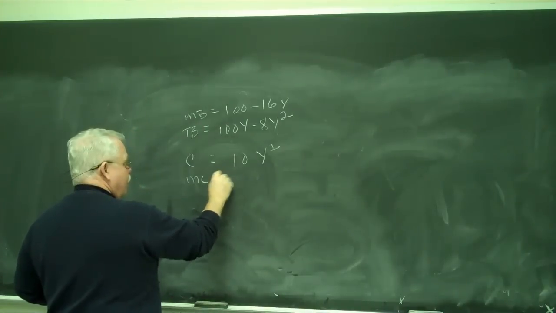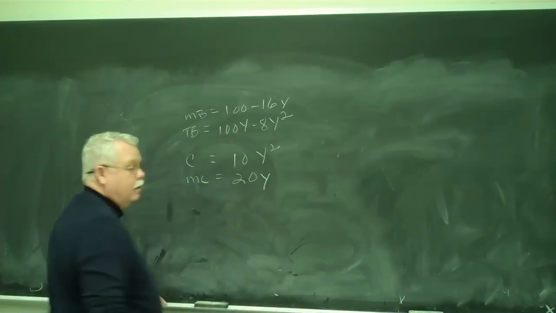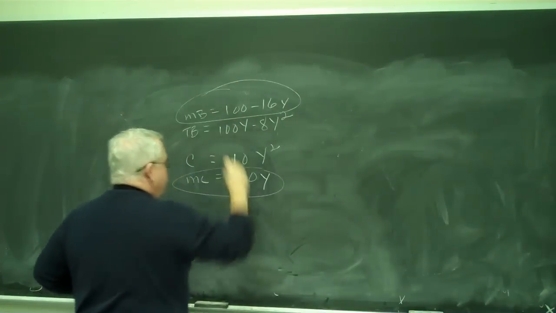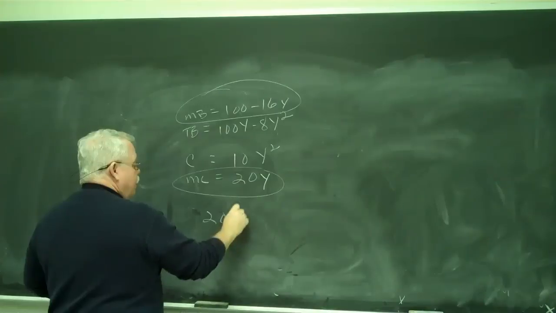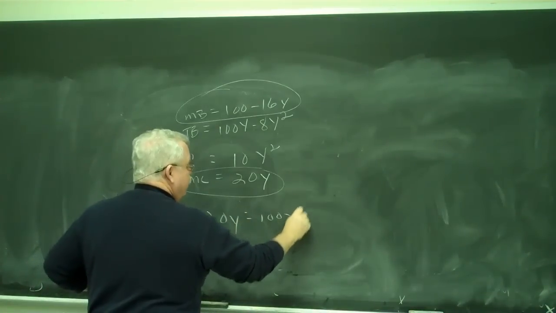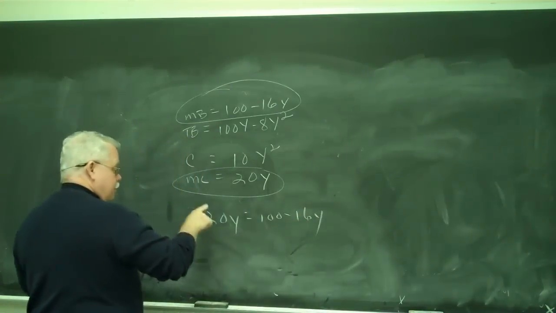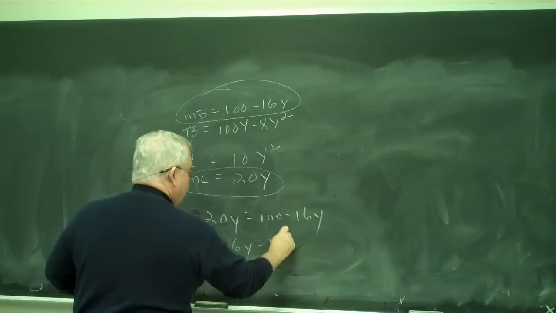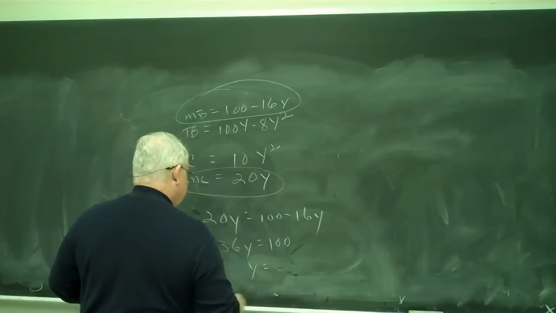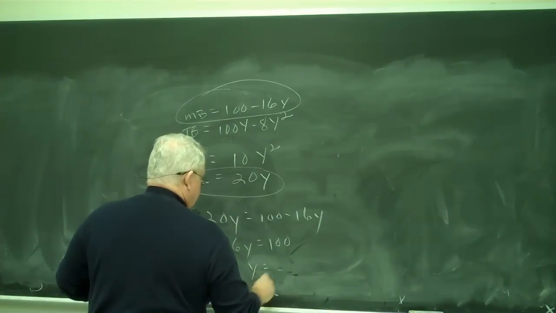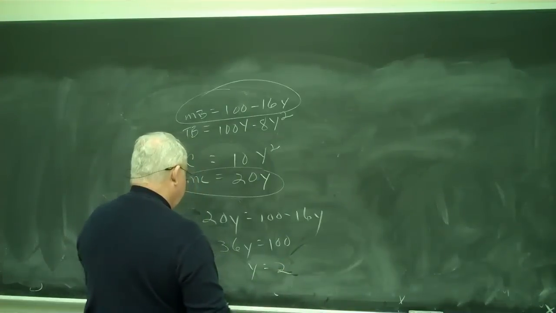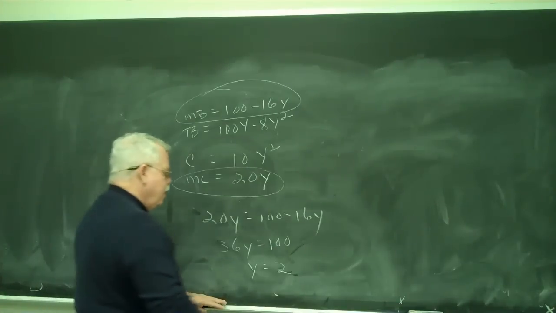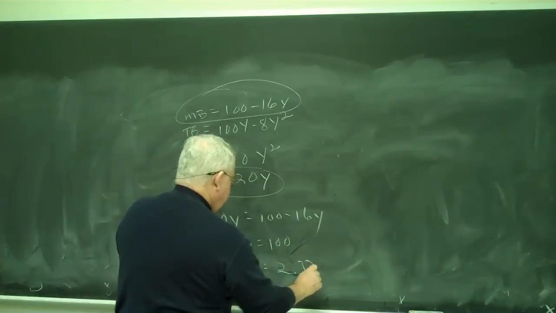So I got marginal cost, 20y. I got marginal benefit, 100 minus 16y. I set them equal. 20y equals 100 minus 16y. Moving that over, I'm going to get 36y is 100. And y is going to be, I don't know, 2 and 28 over 36. Well, they just give us the fraction, they don't even ask us to figure it out.